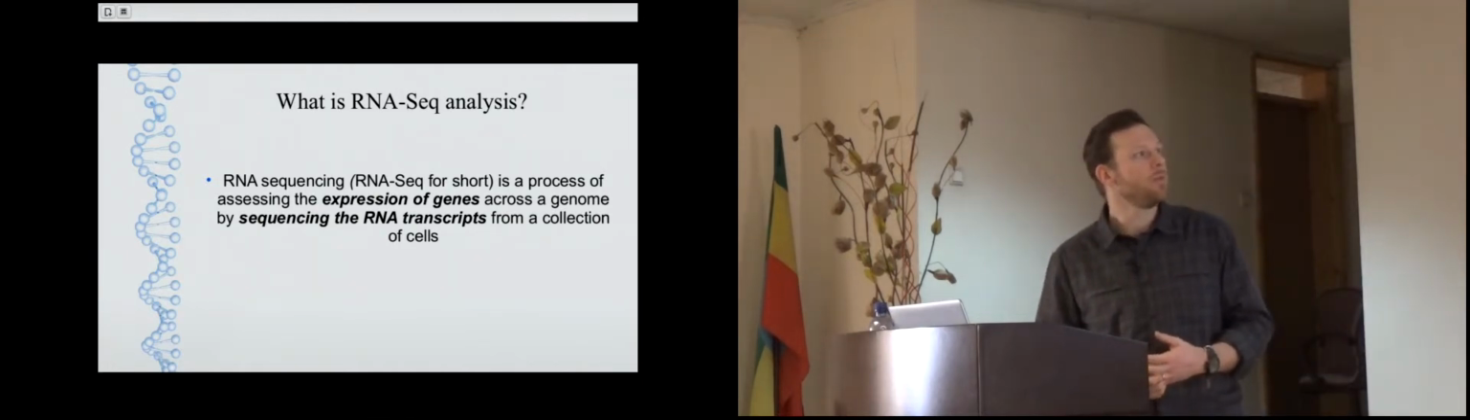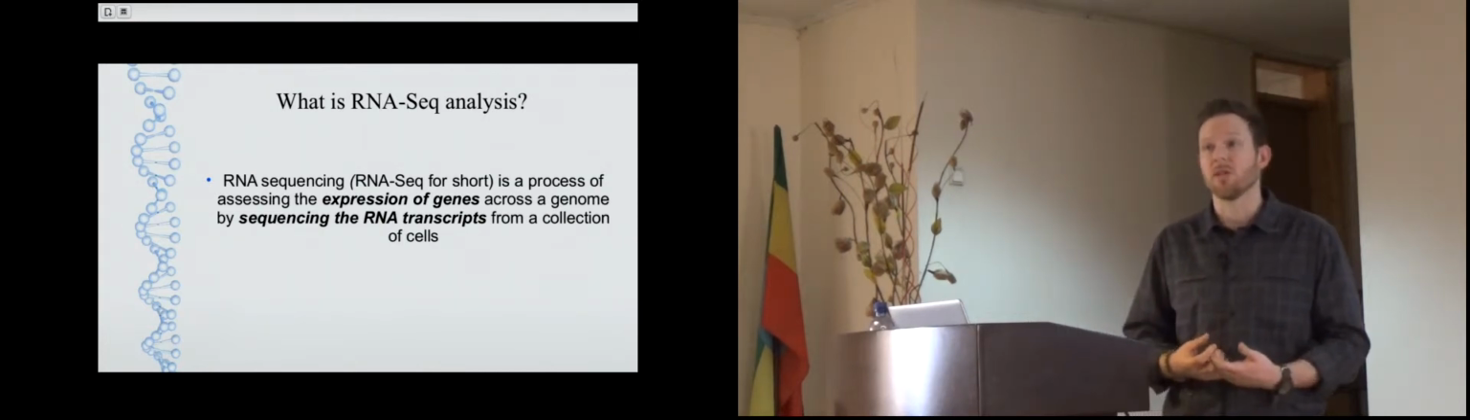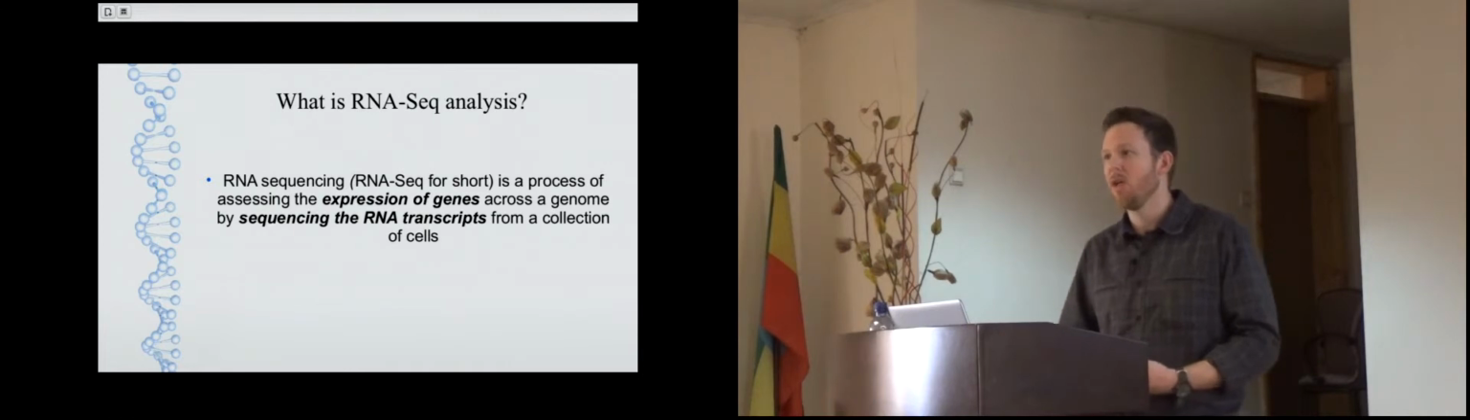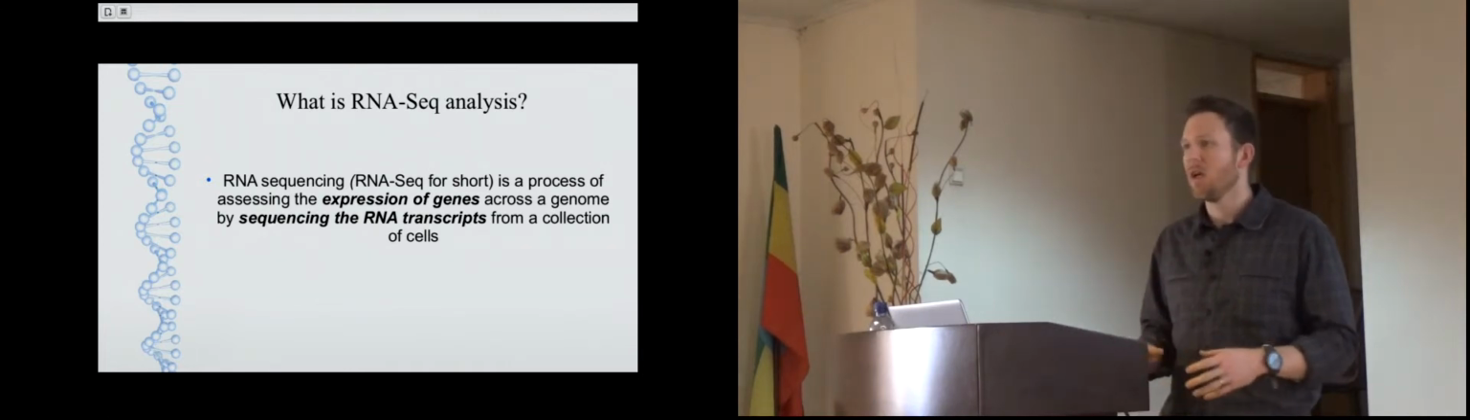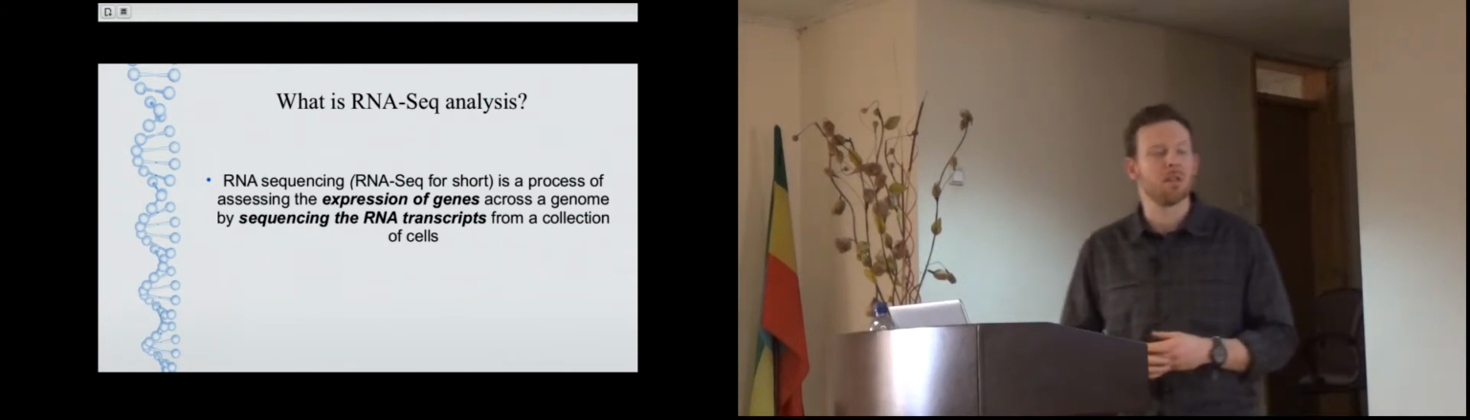So you can do RNA-Seq in any cell population, right? You could look at someone's liver, you could look at someone's blood. This is a very general technique, as long as you have a way of getting to those cells, digesting them, and doing this analysis.